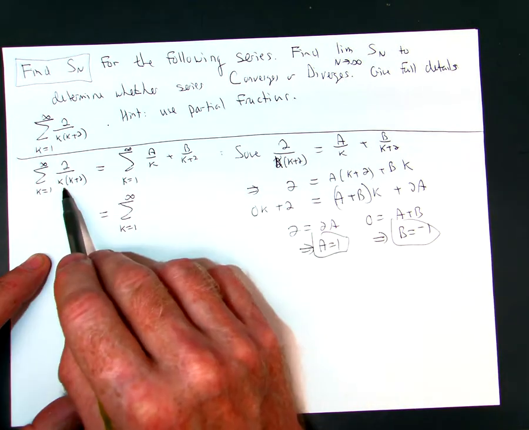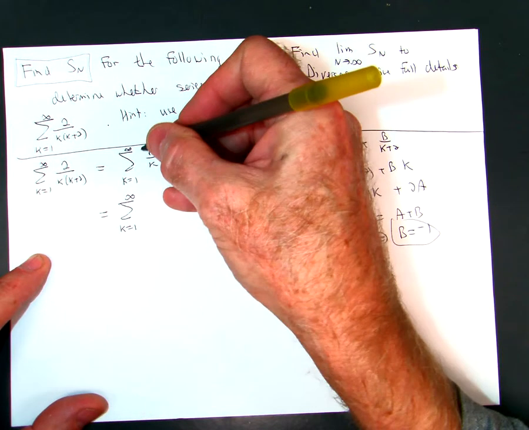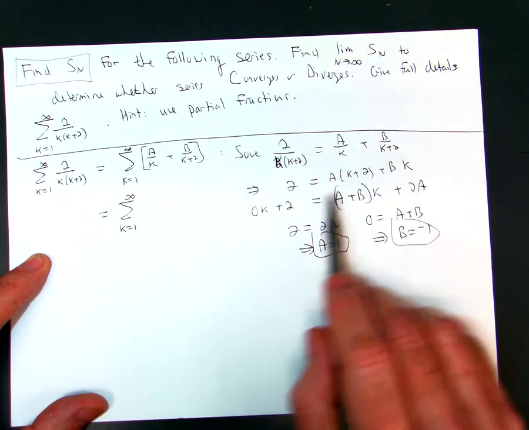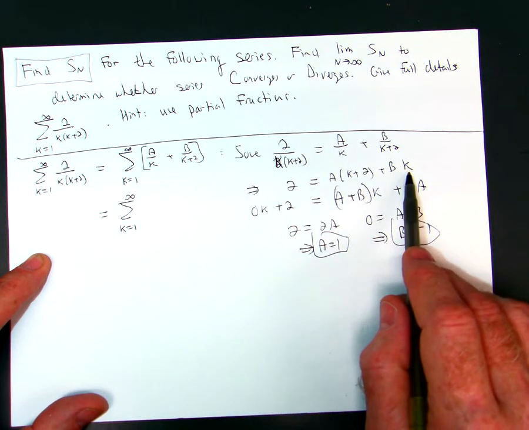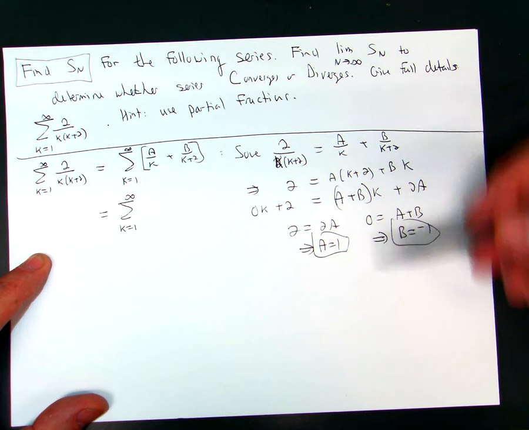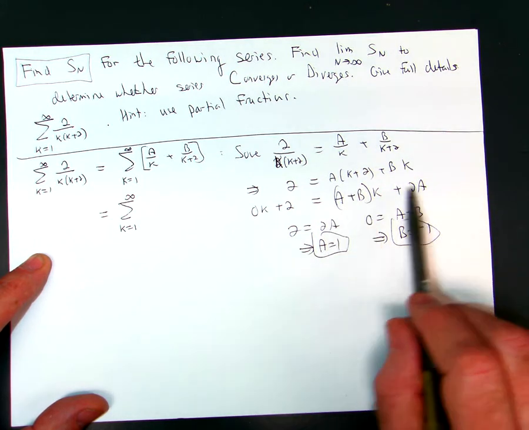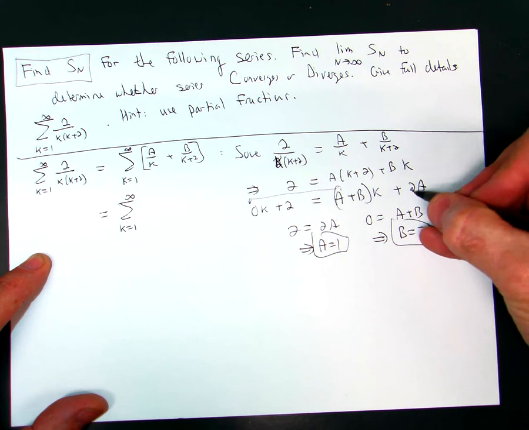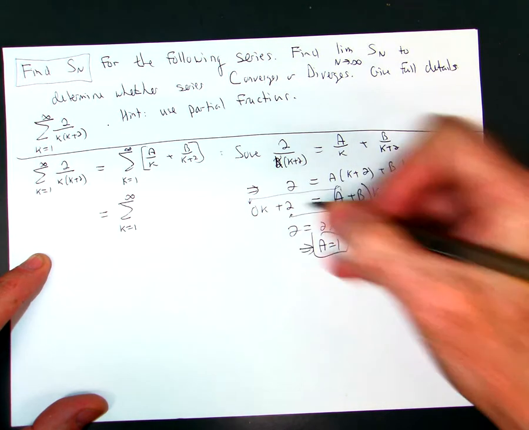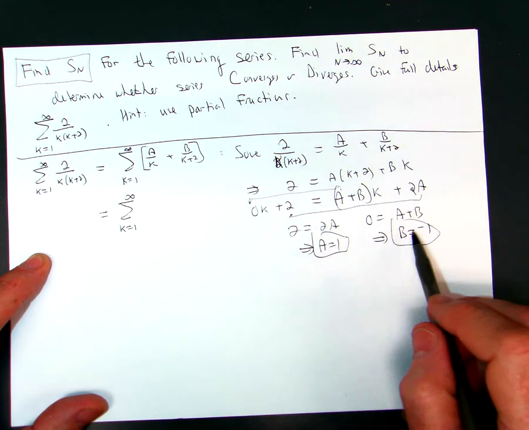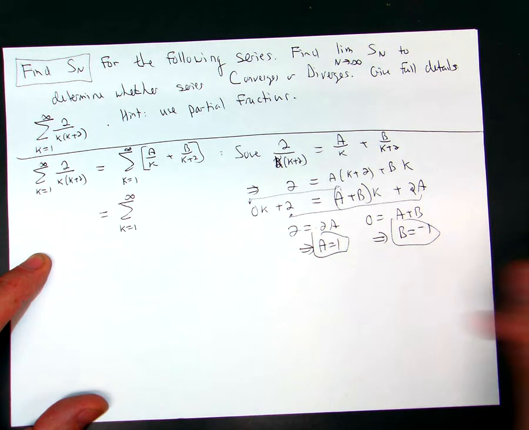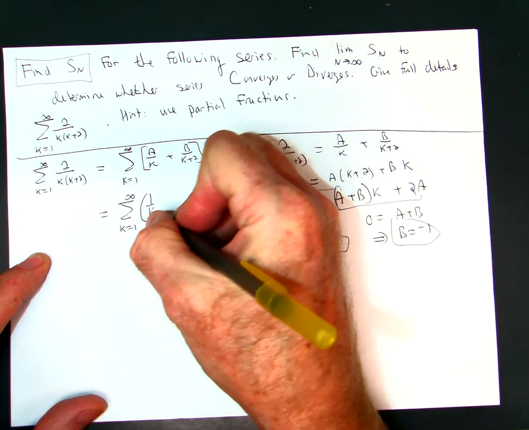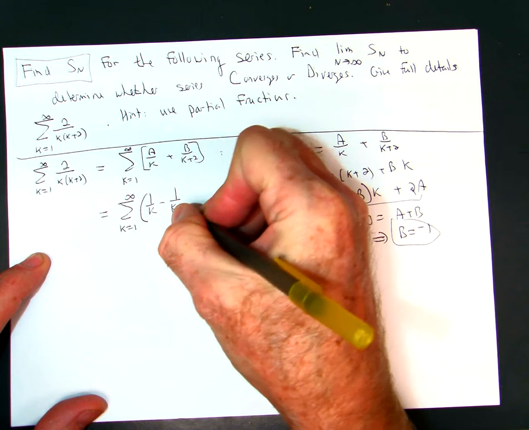So I set it up. This is the partial fraction decomposition. Then I set this equal to this, go through the math, cross multiply. People haven't had too much trouble with these, so I'm going to go through it kind of quick. I set up my two equations. I get a plus b is equal to 0, and 2a is equal to 2. A is clearly 1, and b has to be negative 1. That means I can write my series this way: 1 over k minus 1 over k plus 2.